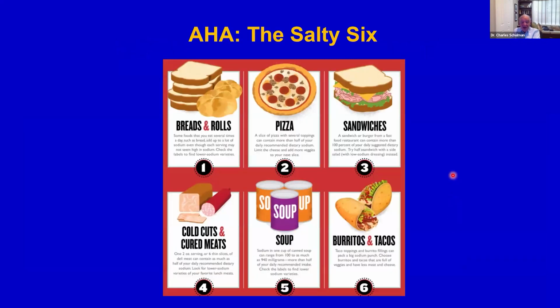And the American Heart Association has listed what are called the salty six, things we can easily tell people to try to cut down on or avoid. Bread and rolls, pizza, sandwiches, cold cuts and cured meats, and canned soup, especially canned soup, have a lot of sodium. And here are burritos and tacos.